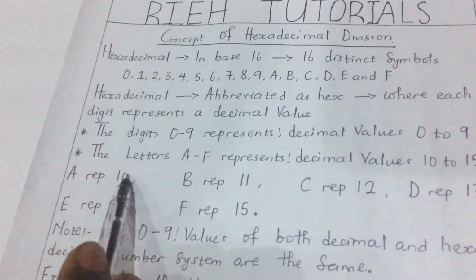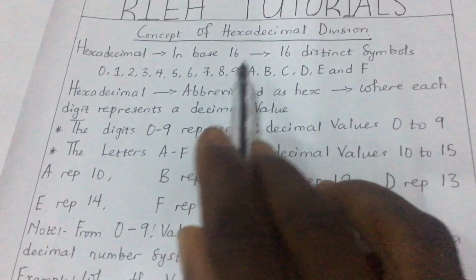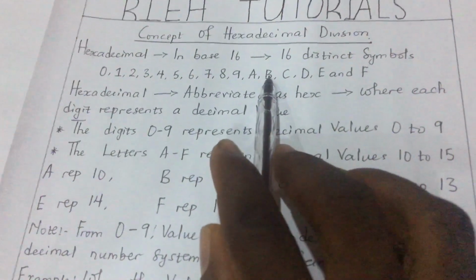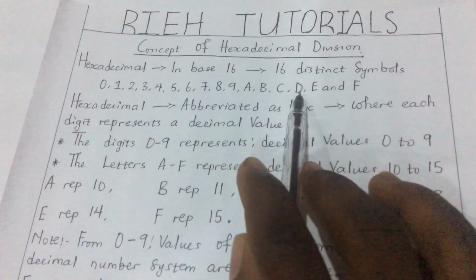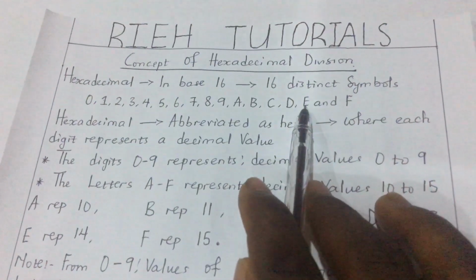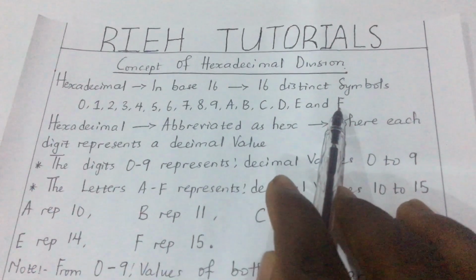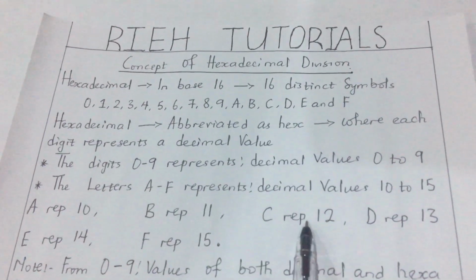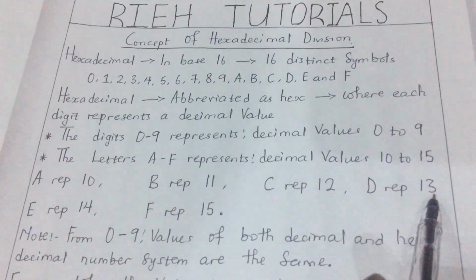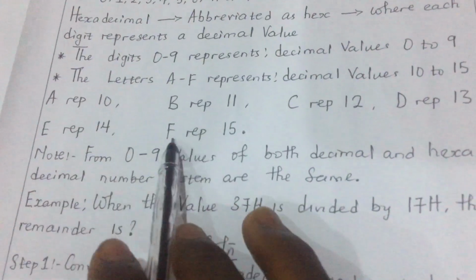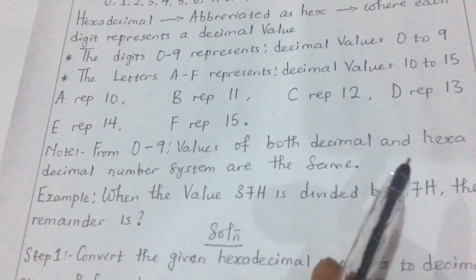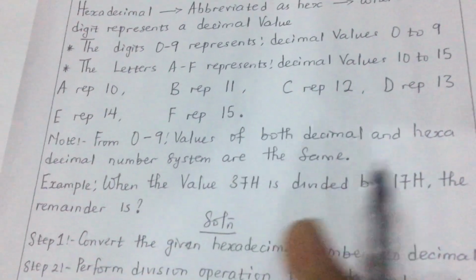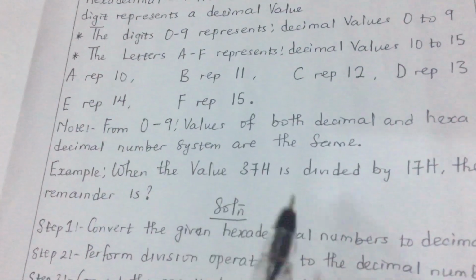So A represents 10, just like if you count from 9, the next number is 10. Of course, you know that. And the next number will be 11, then 12, then 13, then 14, then 15. So A represents 10, B represents 11, C represents 12, D represents 13, E represents 14, and F represents 15. Let's take note: from 0 to 9, values of both decimal and hexadecimal number systems are all the same.